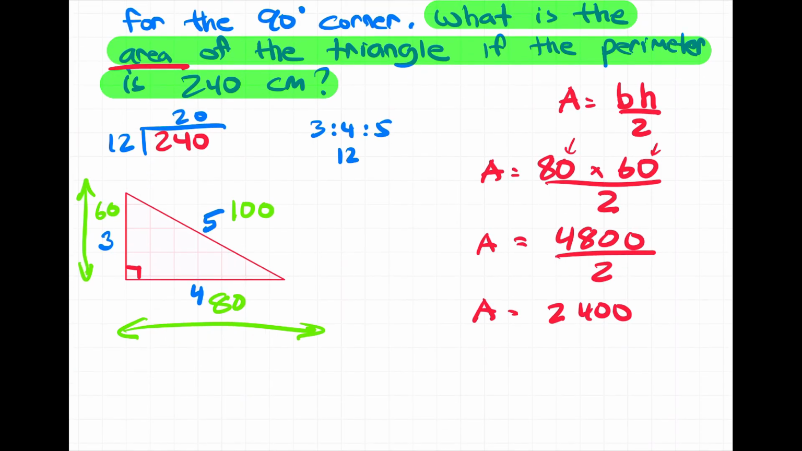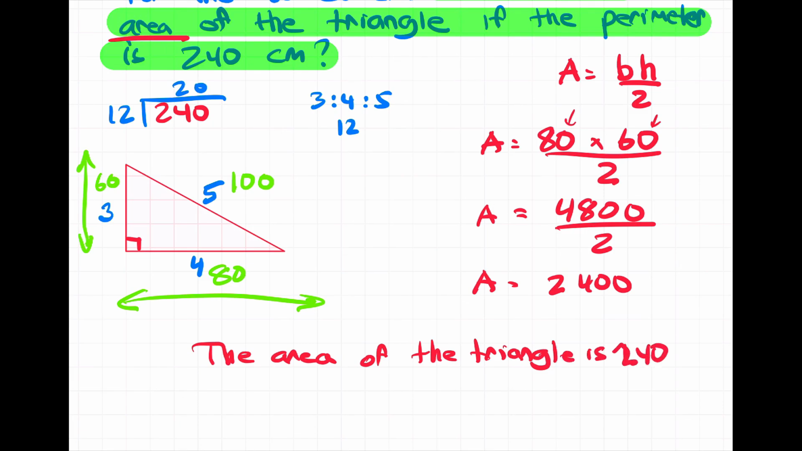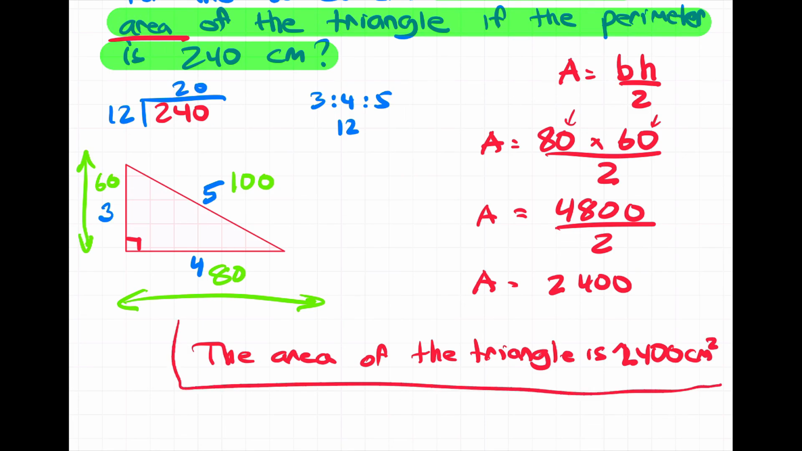Now, don't forget, a word problem gets a word response, and don't forget the units. So the area of the triangle is 2,400 centimeters squared. And that's our final answer, and that is the end of this lesson. So hopefully you did well with that and got the correct answer, and we'll see you in class.